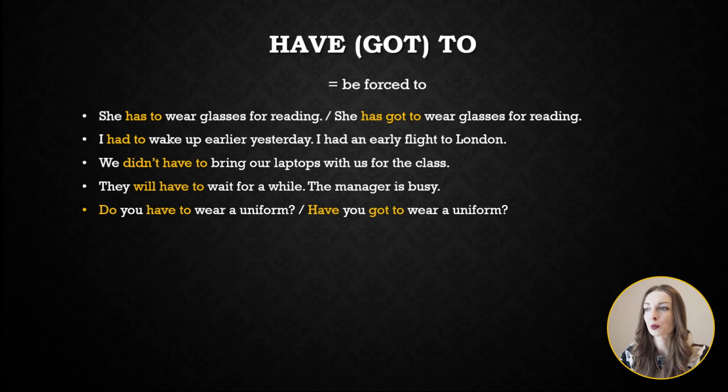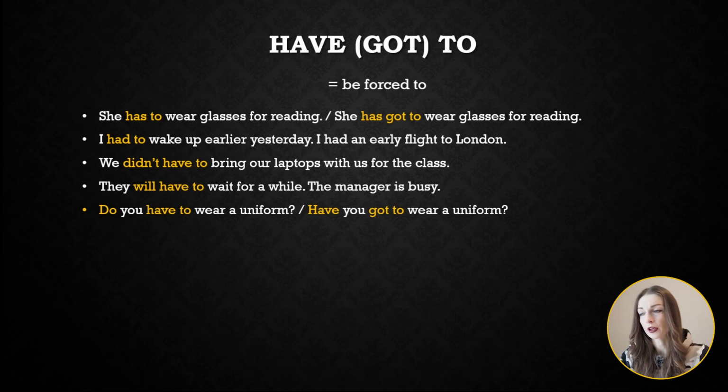We didn't have to bring our laptops with us for the class. We didn't have to. Here, have to is used in its negative form, and to negate it we use an auxiliary verb, did, as we are talking about the past. We didn't have to bring our laptops. We were not forced to. It was not obligatory, it was not necessary to bring the laptops to the class because we either didn't work with laptops or there were laptops in the class, so we didn't have to take ours with us.